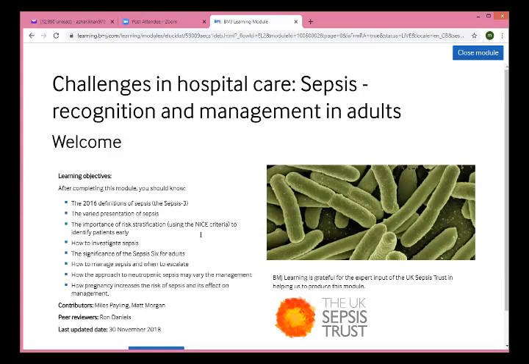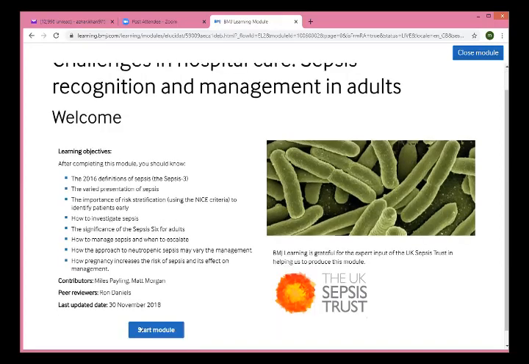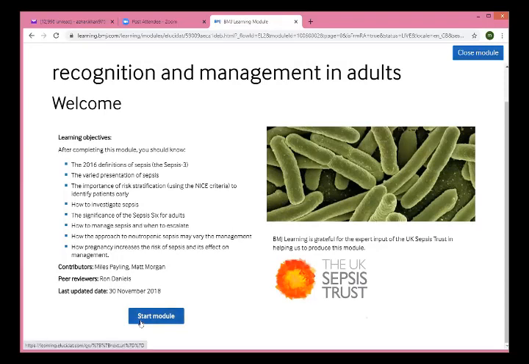So our learning objectives in sepsis are: we need to understand the definition of sepsis, and see the various presentations of sepsis. Risk stratification is very important. How do you investigate sepsis? How to manage sepsis and when to escalate. A subset of sepsis is neutropenic sepsis, and how pregnancy affects its presentation and management. So let's start the module if we can.